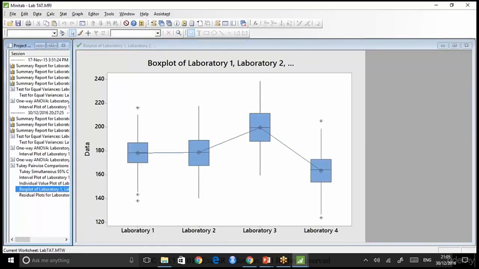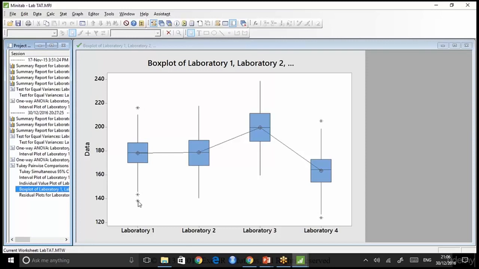Also you can look at the box plot. If you look at the median, laboratory 1 and 2 have almost the same median values. Lab 3 has the highest, lab 4 has the least. Of course there are a few outliers. Here you have 2 outliers. Here you have 3 outliers in lab 1 and lab 4.